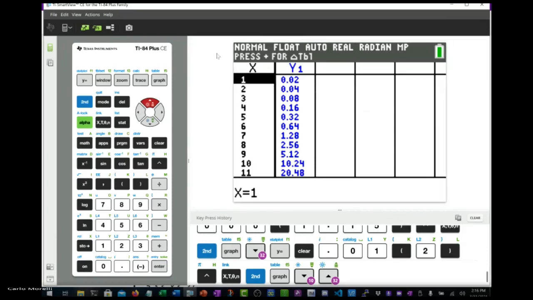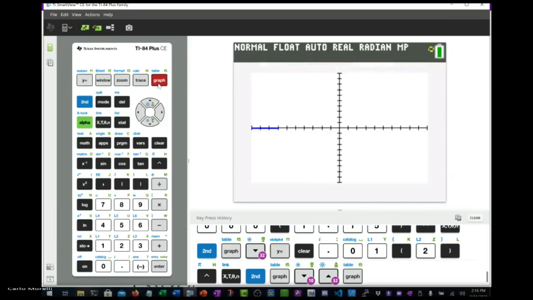Now, do me a favor. Go ahead and hit graph. Whoa. So this is what I mean by exponential growth. At the beginning, the picture is almost right on the x-axis. It's nothing. And then it's creeping up, and then boom, it just takes off like a rocket, doesn't it?